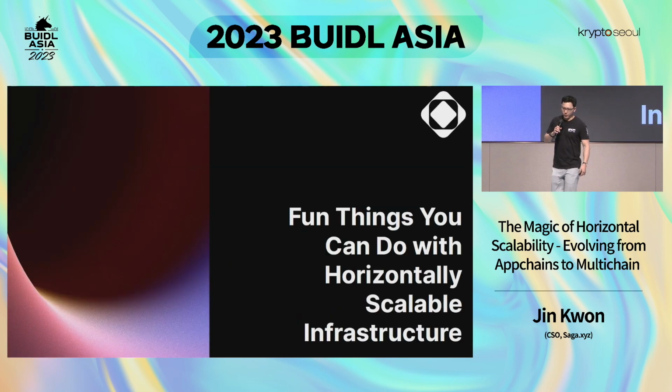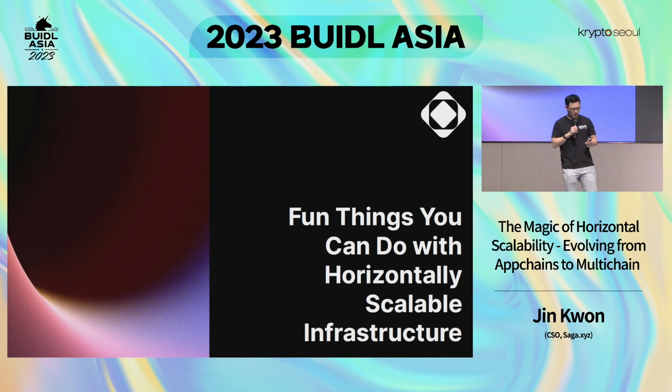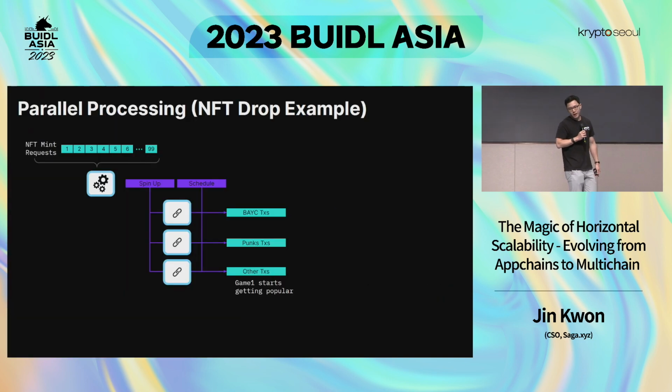Now that we've talked about the infrastructure and Saga, and introduced this a little bit, let's start talking about some of the fun things you can do using horizontal scalability. One example is, let's say, an NFT drop.